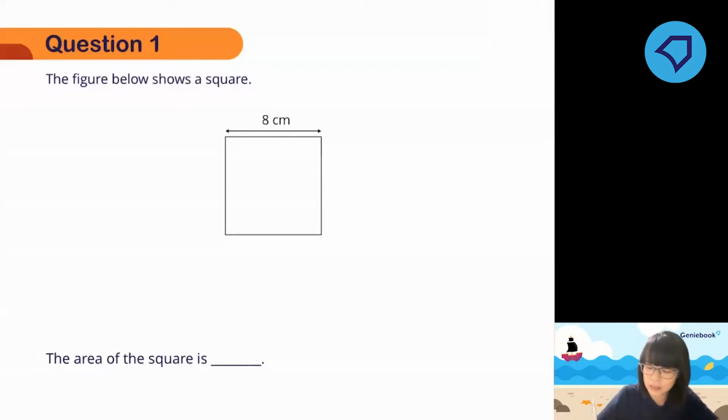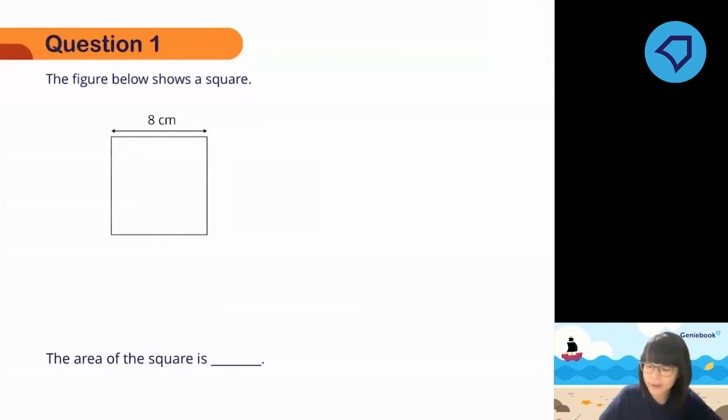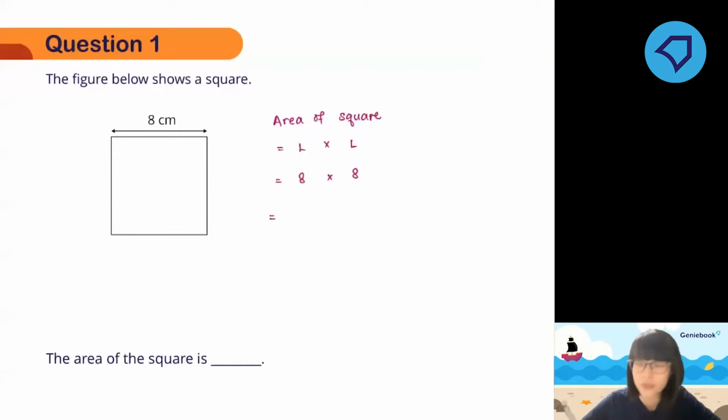64, excellent job, okay? So to find the area of the square, let me write this down for you. We need to take length times length. In this case, the length is 8 centimeters. We're going to take 8 multiplied by 8. You should be very familiar with your 8 timetable already. Thank you very much. 8 times 8 is equals to 64. And then, of course, we need our units. Okay, so it's centimeter squared.